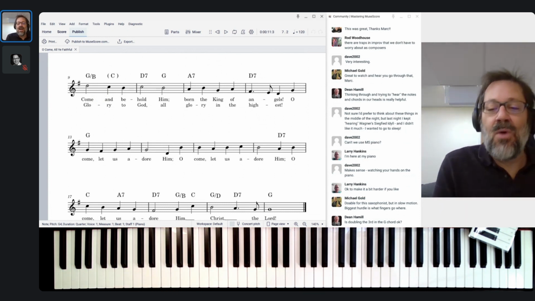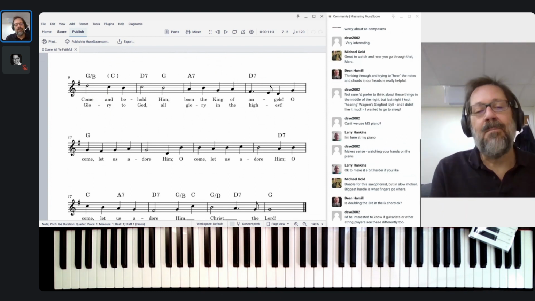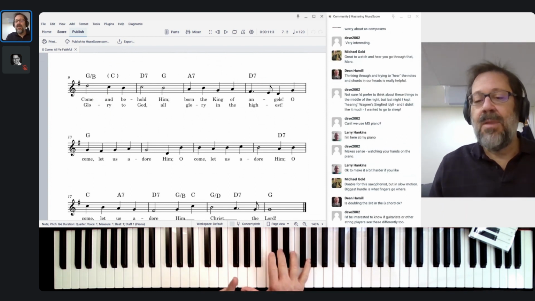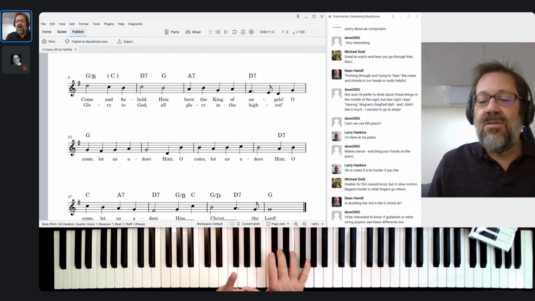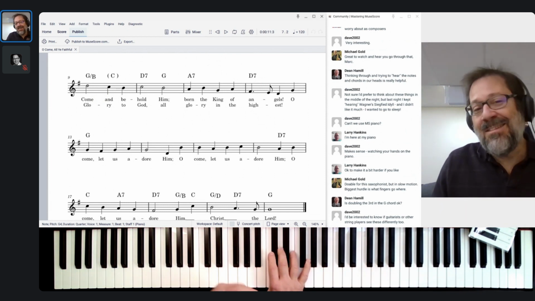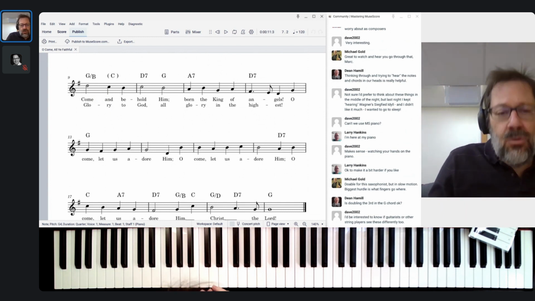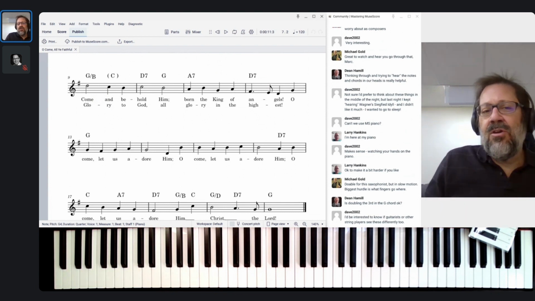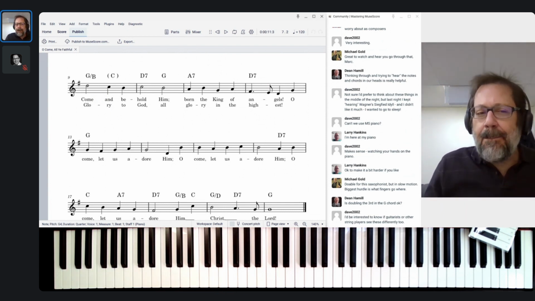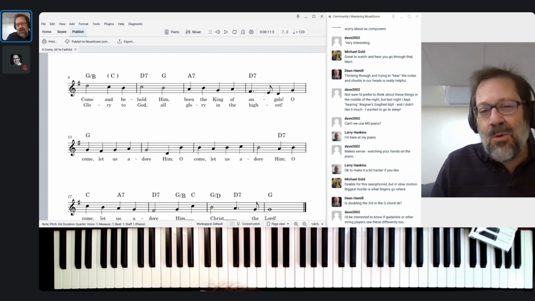So Dean has a great question here. Is doubling the third in the G chord okay? This is a great question. The answer is, well, it's okay. It's okay. It's not great. So the usual rules for doubling things do apply, but we sometimes just don't worry about it that much.